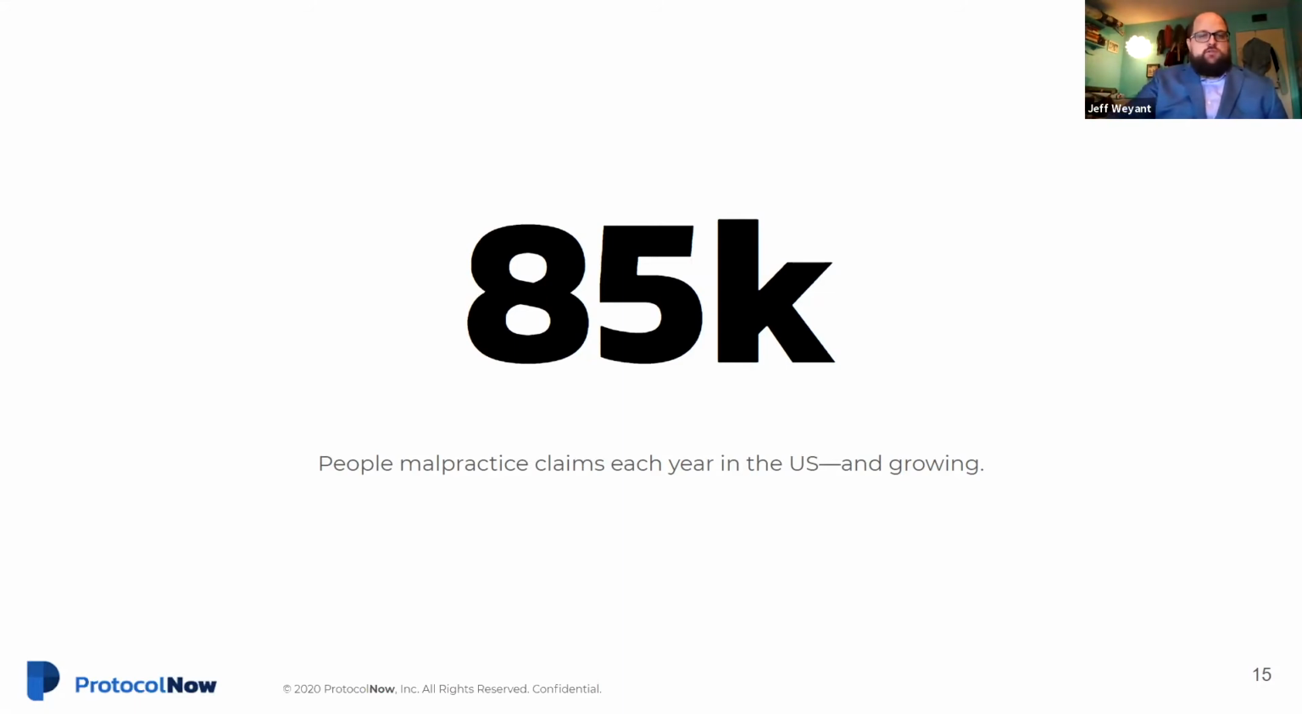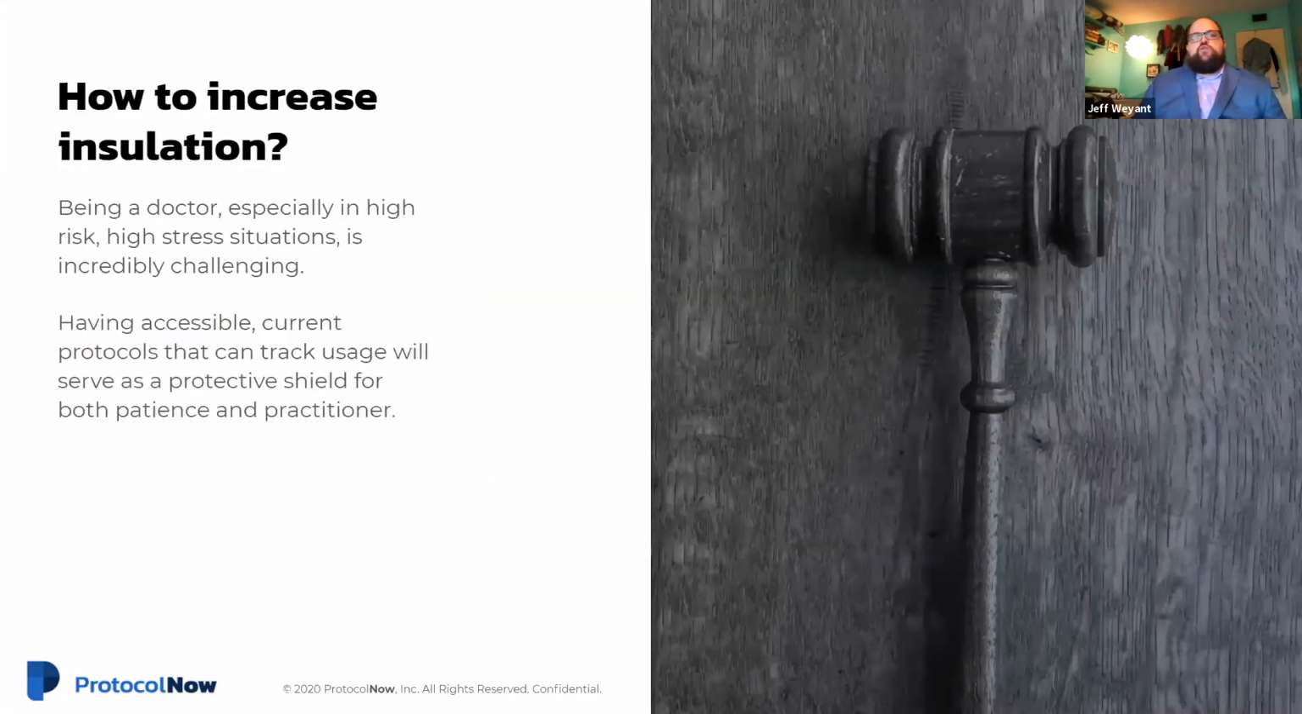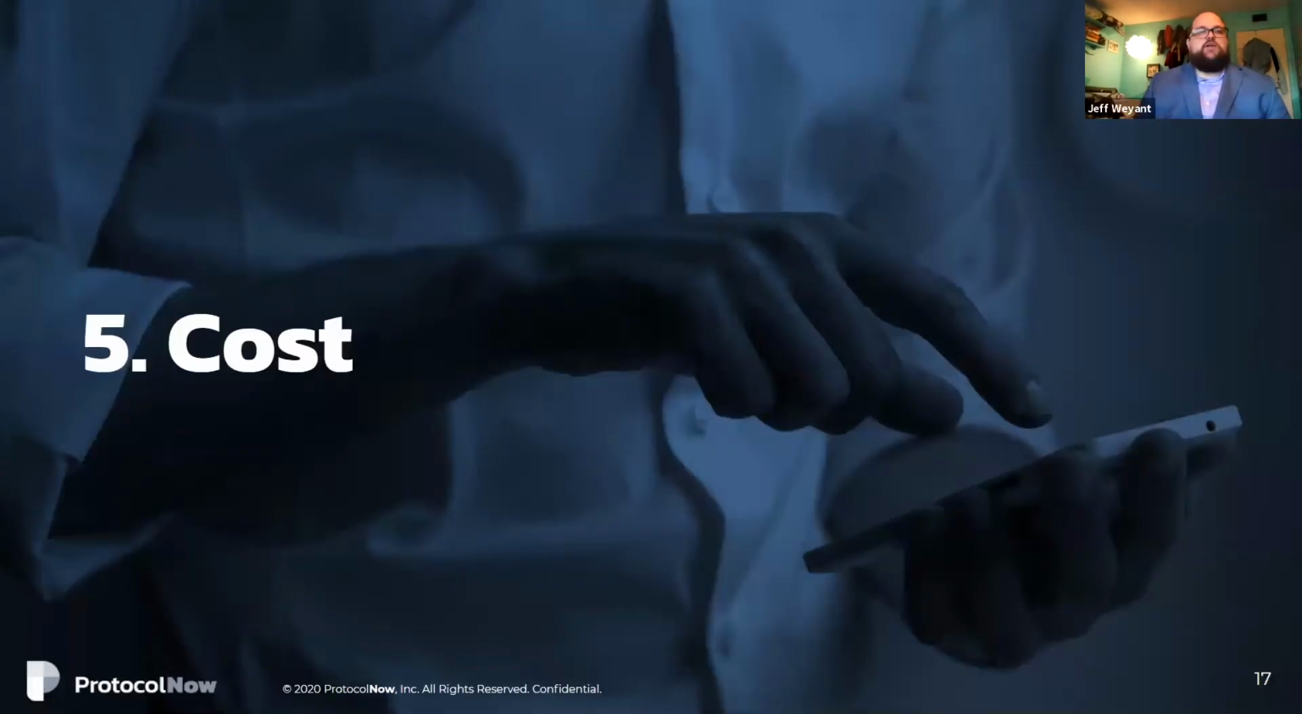We see this. So one way to increase your insulation from legal claims like this is to prove that you provide better care. Everyone does their best and everyone puts their best foot forward, but can you show it? Can you prove it to anybody? And that's where a healthy protocol lifecycle is important. Not only can it support better care, but it can tell that story to others. And that's where we get to cost. Cost comes in many forms. An obvious one is, what are the costs of your current protocol environment?